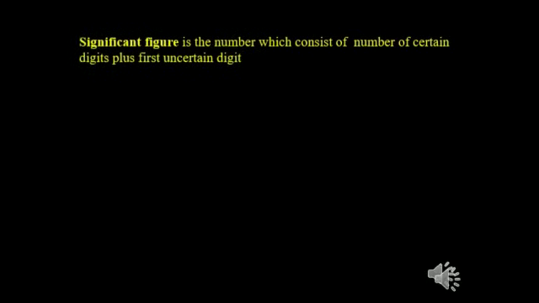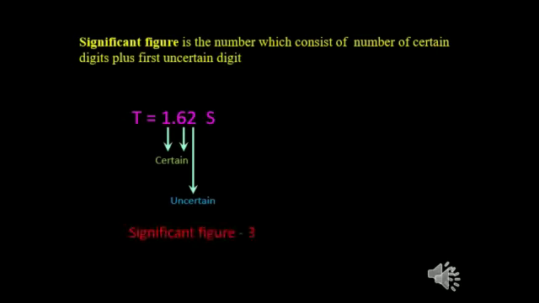Significant figure is the number which consists of number of certain digits plus first uncertain digit. For example, if time period of a simple pendulum is 1.62 seconds, here digits 1 and 6 are certain while digit 2 is uncertain. So here 2 certain plus 1 uncertain, that is significant figure in this case is 3.